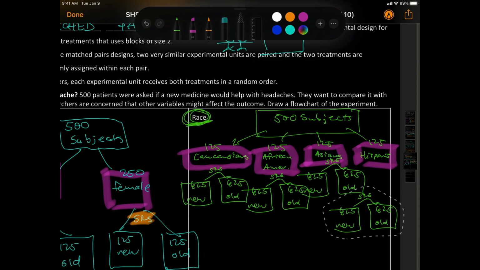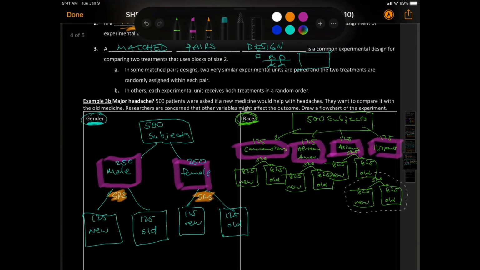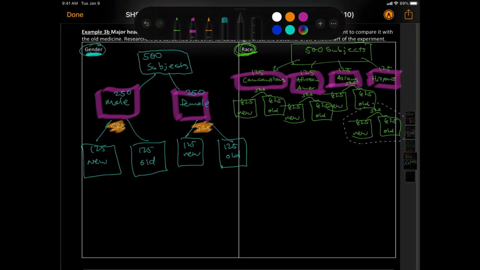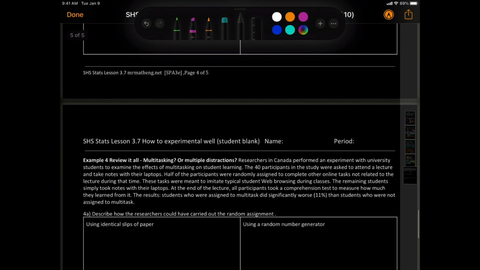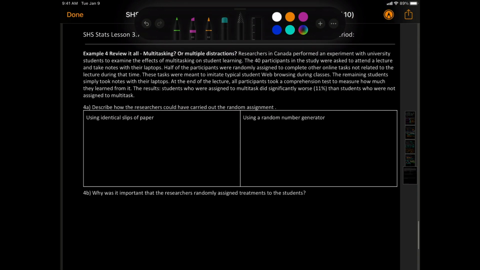So in the pink, the big idea in this example that we just did is that we were blocking for something that we thought would affect our treatment. In this case, on the left in the blue was gender, and then on the right side we did it by race. Okay? All right. Example number 4, I want you to review it all. You read it. I'll have my answers just written out, and then press play when you're done to check your answers for number 4.